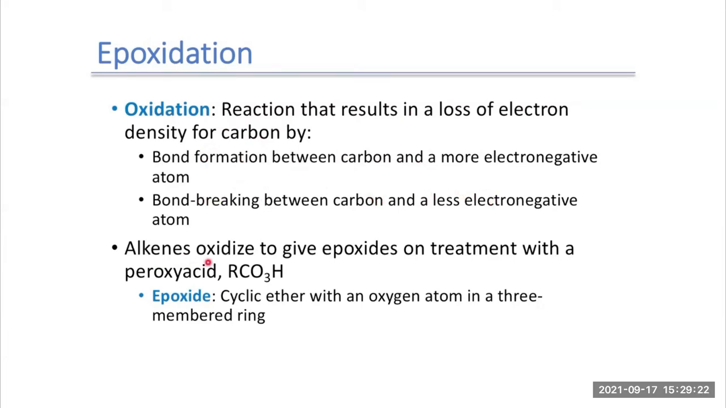And so alkenes can oxidize to give epoxides when we treat them with peroxy acids. So remember, an epoxide is a cyclic ether with an oxygen atom in the 3-membered ring. So our epoxides look something like that. And so what happens is we have our double bond and it reacts with our peroxy acid. One typical peroxy acid we use is called MCPBA.